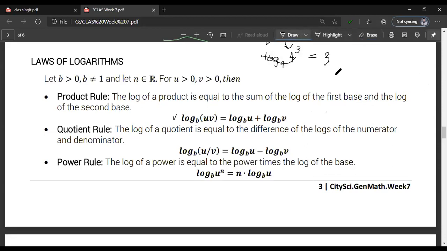Kunwari, logarithm of 2 with the base a plus logarithm of 3 with the base a plus logarithm of x with the base a. So magiging ano siya? Logarithm of 2 times 3 times x. So that would be 6x with the base a. So ganun siya. Okay?